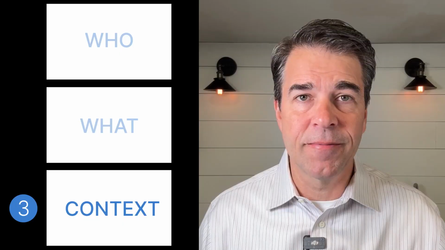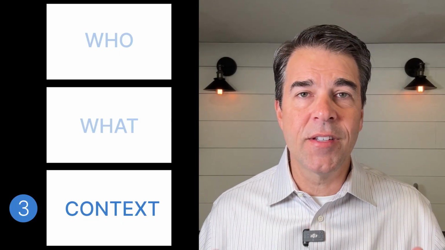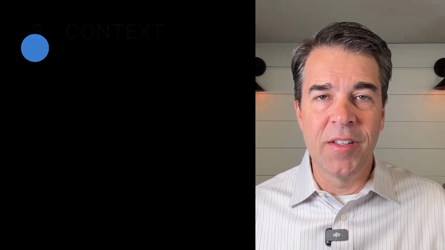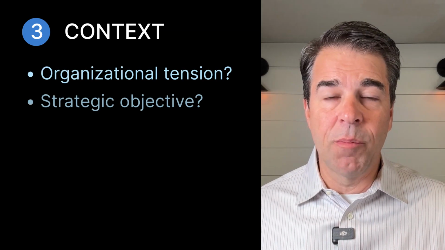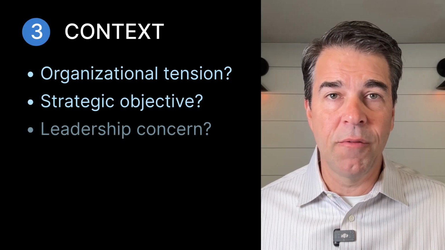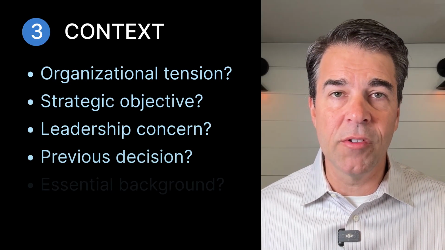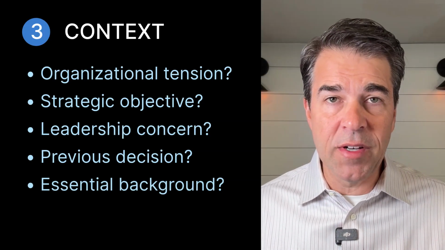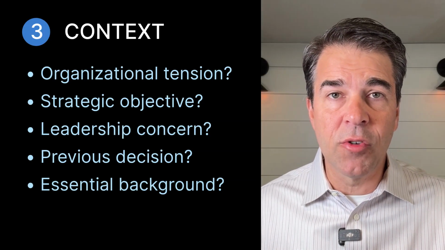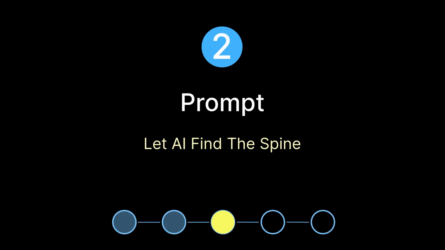Thirdly, context. If the decision is the destination, where are they starting? The context is the beginning where we set the scene. Is there an organizational tension or a strategic objective? Is the presentation responding to a specific concern that leadership raised? Is there a previous decision that this presentation builds upon? Is there any background information a stranger would need to know in order to be able to read the context correctly? If the answer is yes, write it down here.